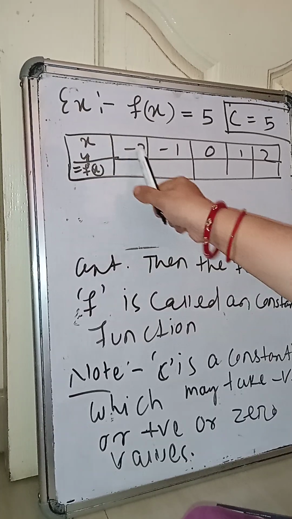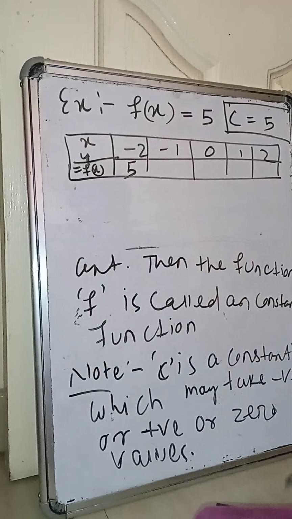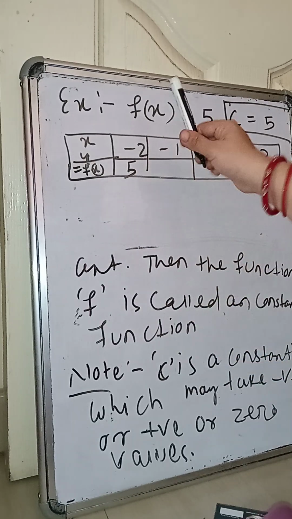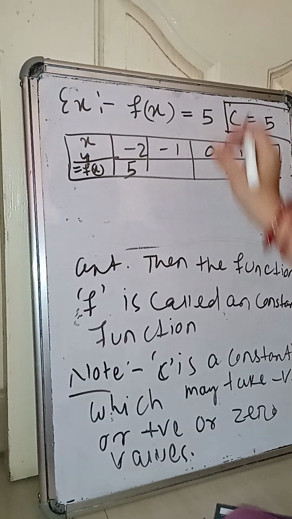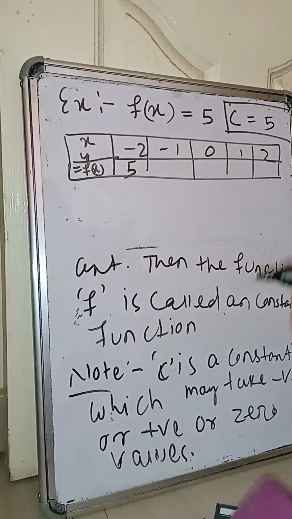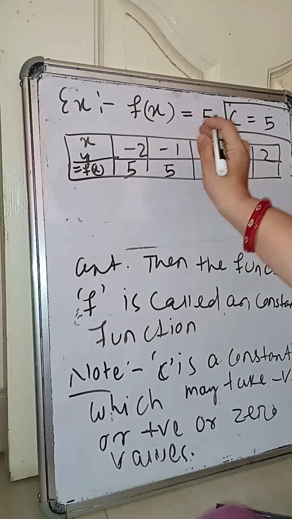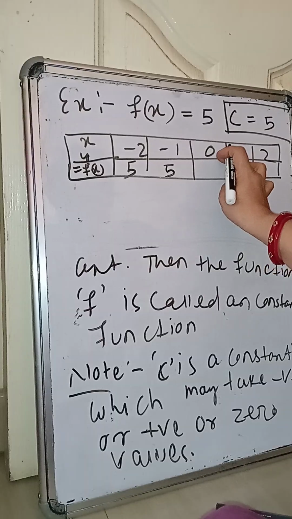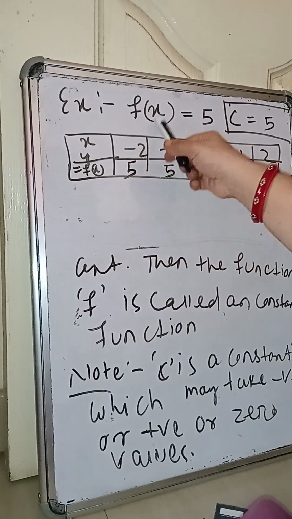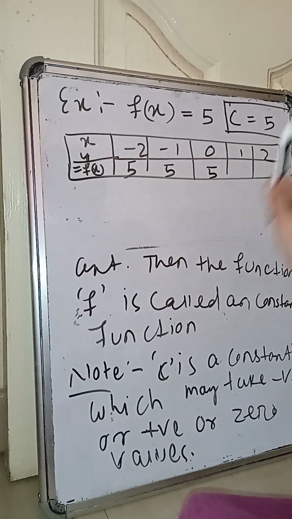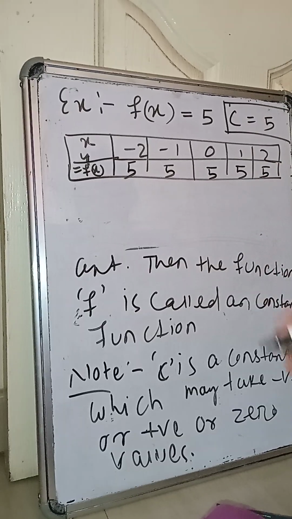Now when x is -2, what is your y value? The y value is 5, because as per the definition, whatever value you take for x from your domain set, its image is the constant 5. Therefore the function is called a constant function. When x is -1, f of -1 is also 5. When x is 0, f of 0 is 5. When x is 1, f of 1 is 5. Similarly, f of 2 is also 5.